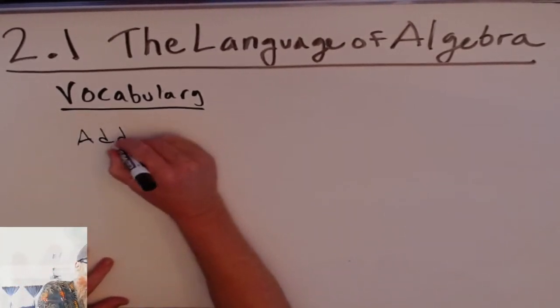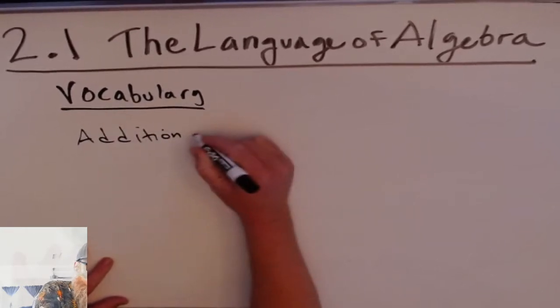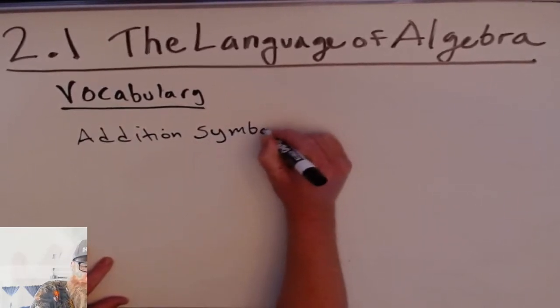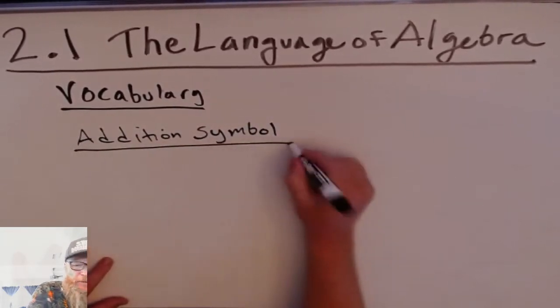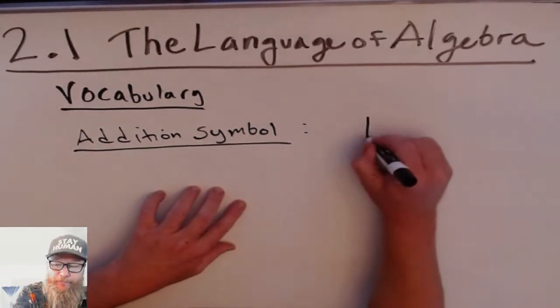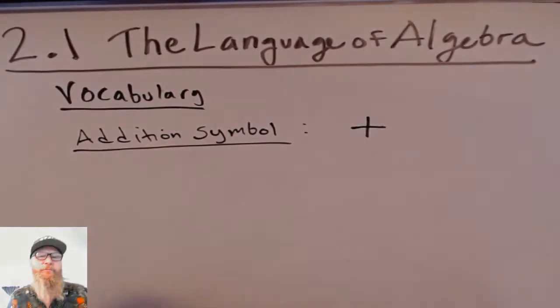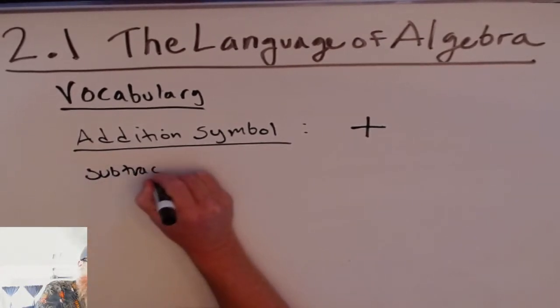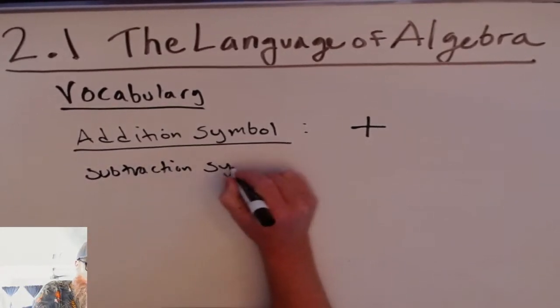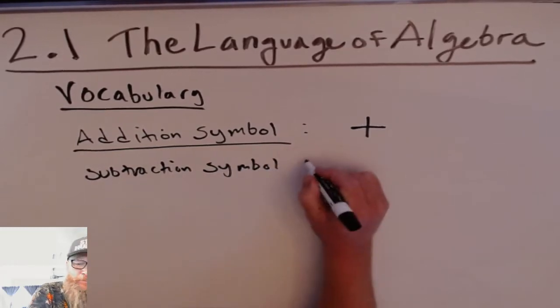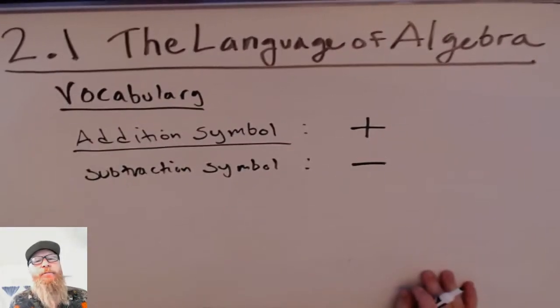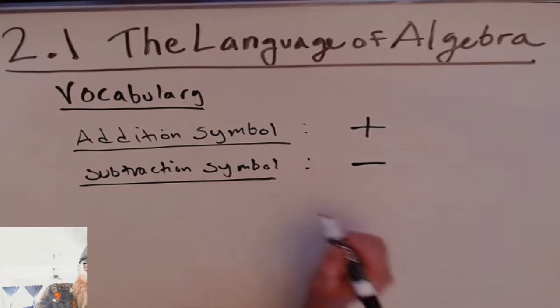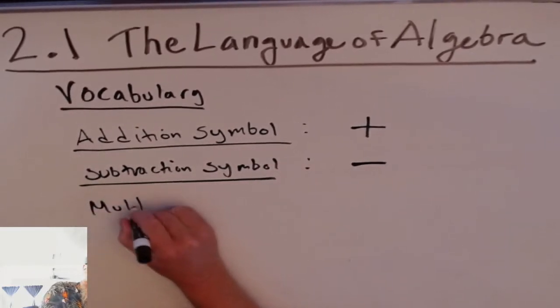So we have the addition symbol. That one's pretty obvious. Subtraction symbol, minus sign. Multiplication symbol.